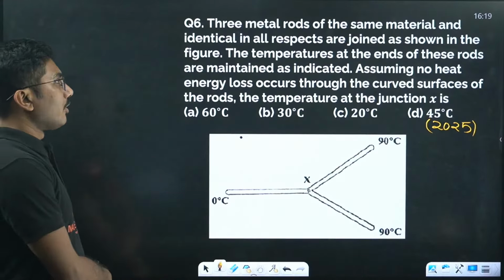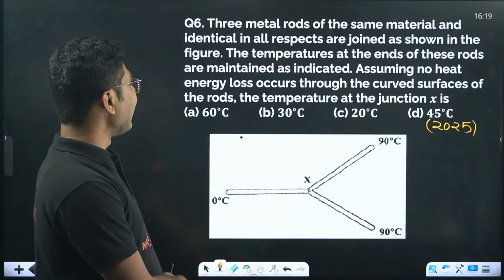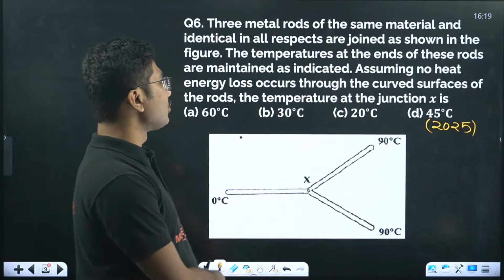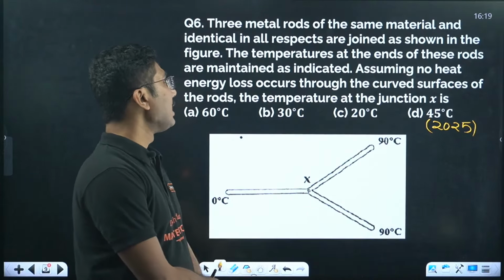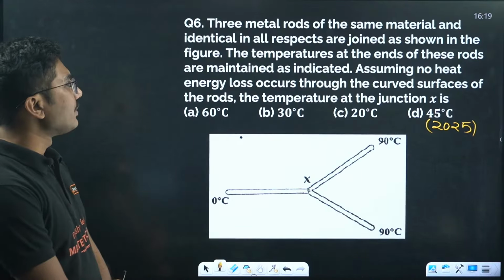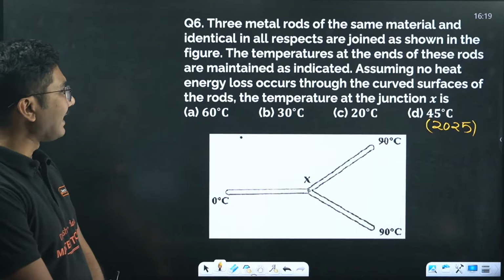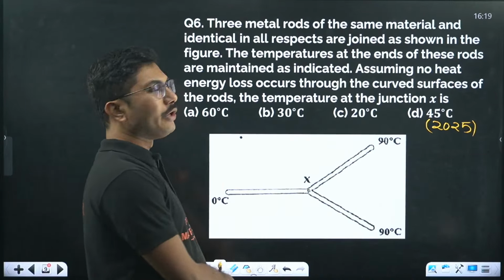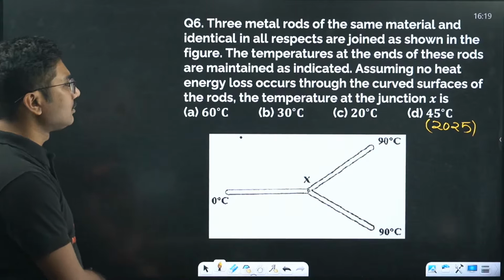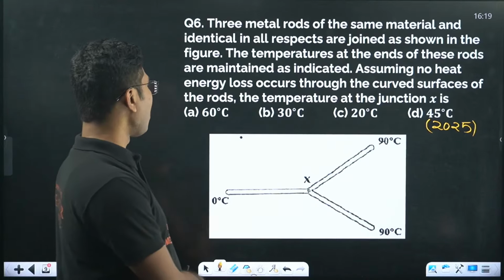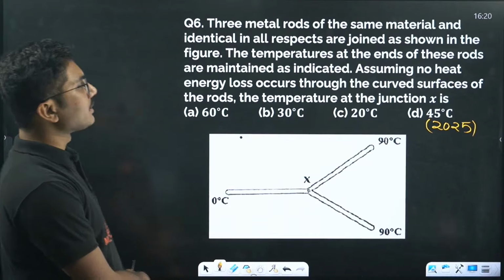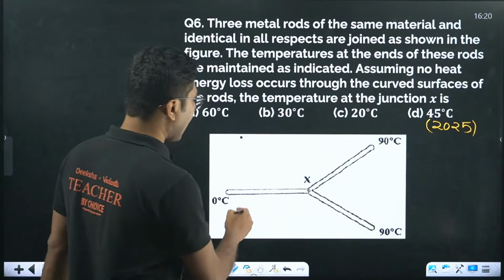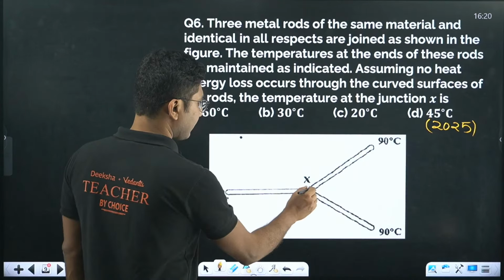3 metal rods of the same material and identical in all respects are joined as shown in the figure. The temperatures of the ends of these rods are maintained as indicated. Assuming no heat energy loss occurs through the curved surface of the rods, the temperature of the junction X is. So here we have a junction X.